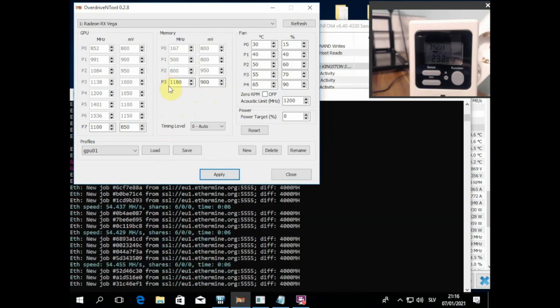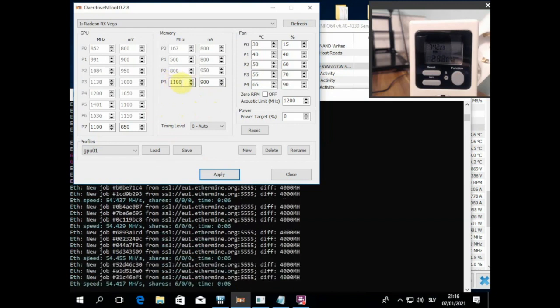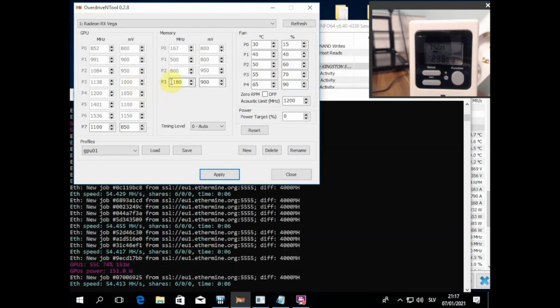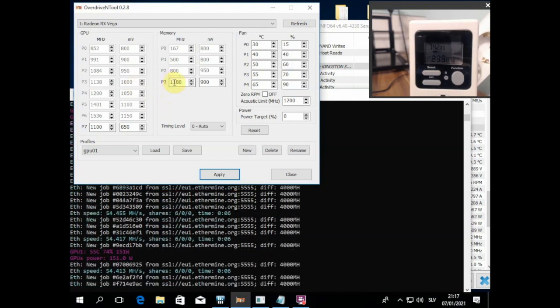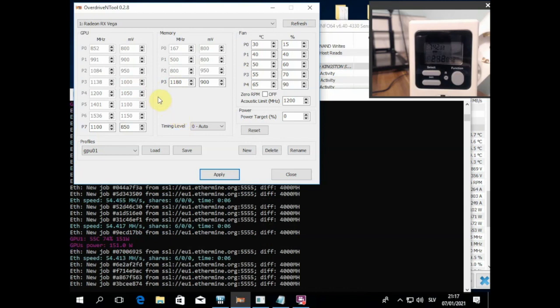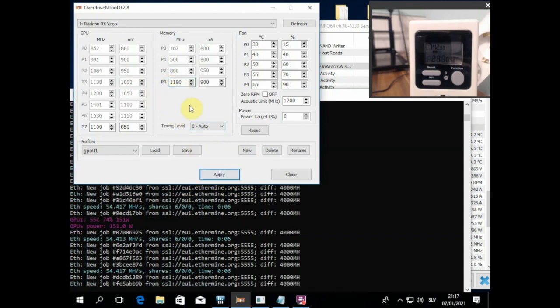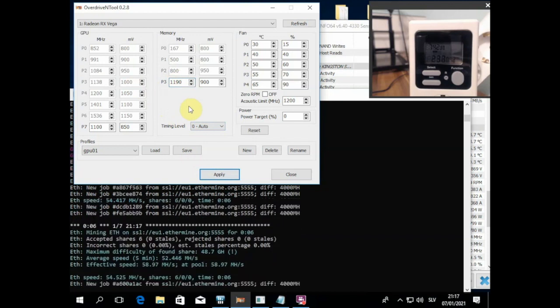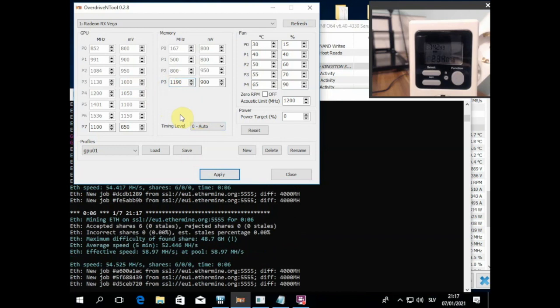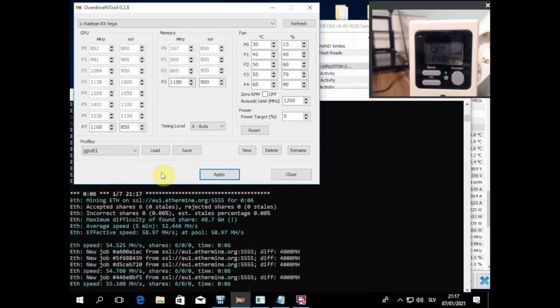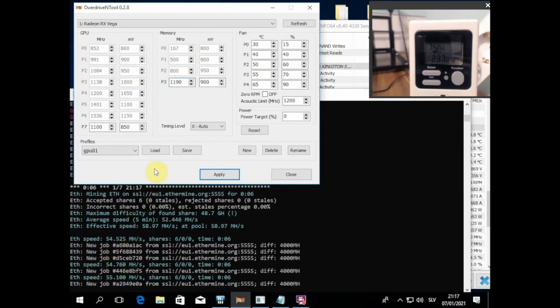As soon as I try to go above 1200, the GPU crashes. It's just no way to go above 1200. Oh, the hash rate didn't improve, so let's try 1190. I hope we can still hash. Yes, hash rate is increasing. Let's wait for a moment. Okay, 55. This is looking nice.